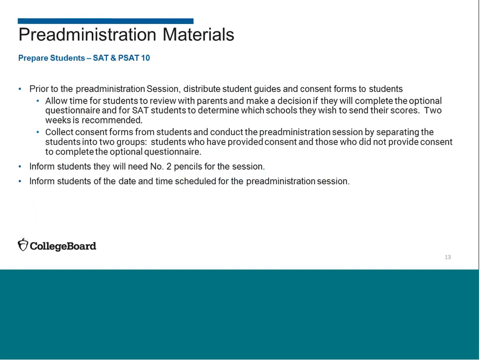The next step is to prepare your students. You're going to want to distribute the student guides and consent forms, as I mentioned before, and make sure that students have time to review them and especially discuss them with their parents. Collect the consent forms from students, let them know that they need to return those to school before they can participate in the optional questionnaire. And then they'll need number 2 pencils, and let them know when the pre-administration session is planned for.